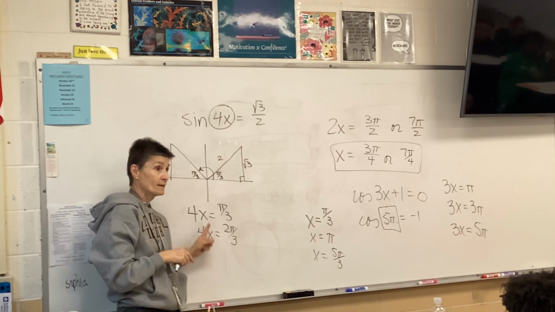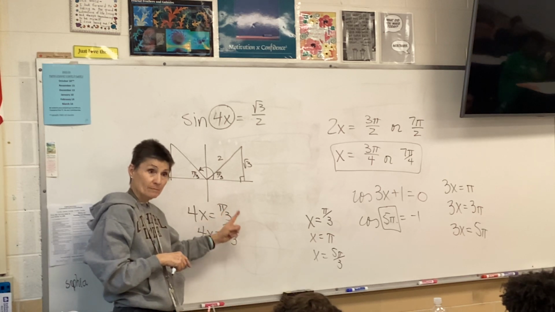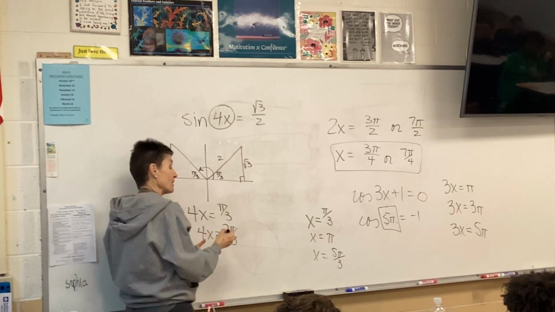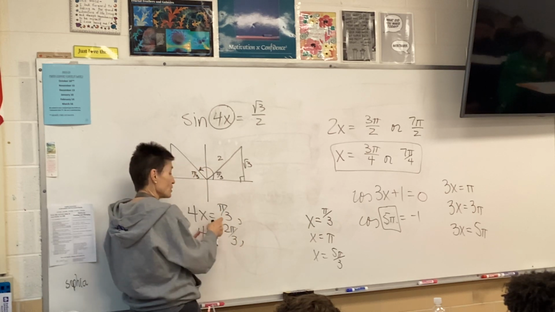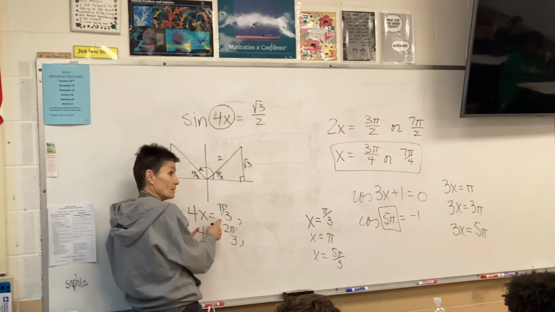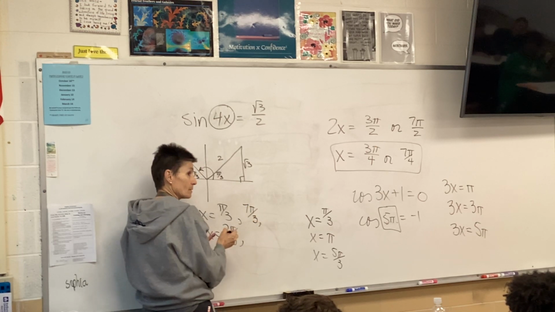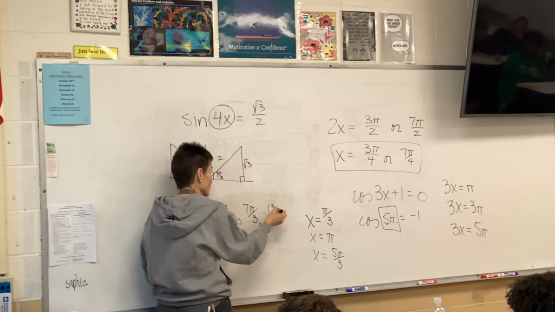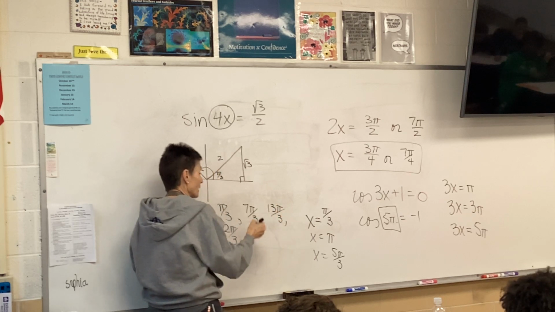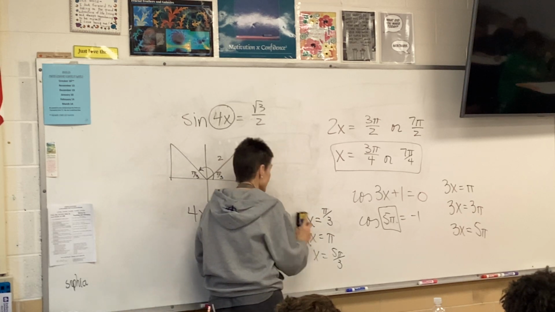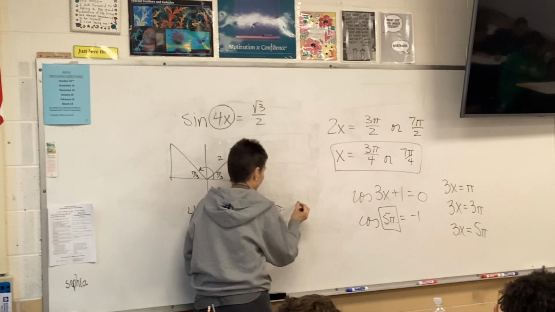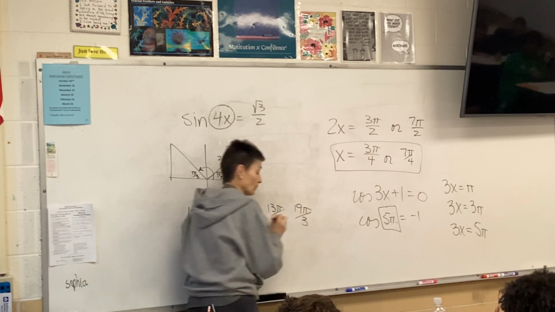The difference is, because that's a 4x, I have to go around 4 times. So I've been around once, this is my first set of answers. What do I get if I go around again? Well, I'm just going to add 2 pi. So that'll be 7 pi over 3. And another 2 pi would be 13 pi over 3. And one more would be what, 19 pi over 3? Are you following what I'm doing here, guys?